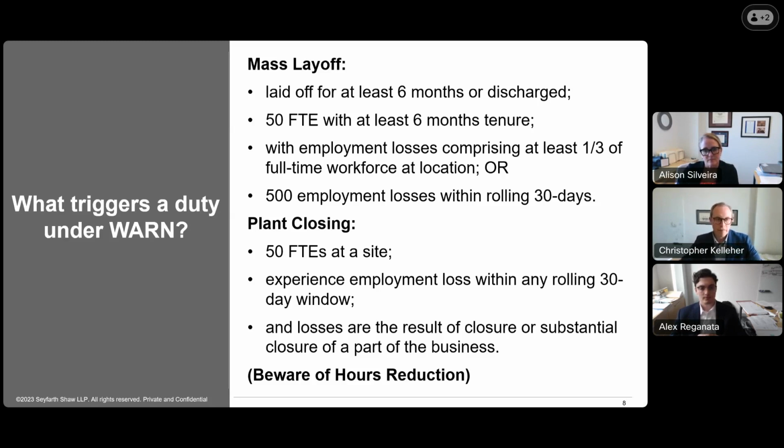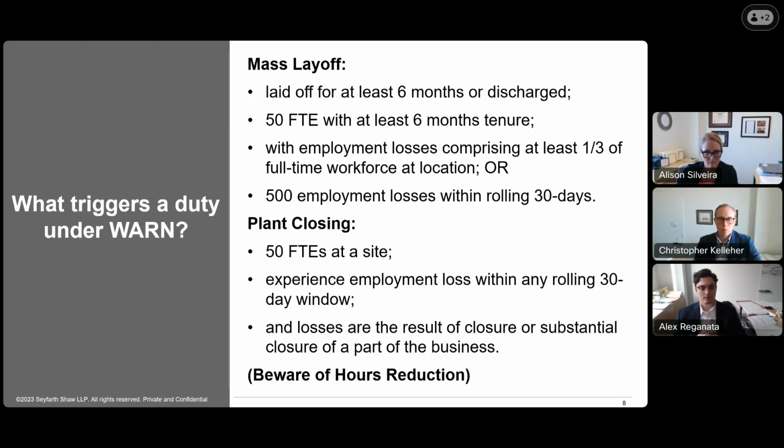Alternatively, a mass layoff would occur regardless of the percentage of the workforce if at least 500 employment losses occur at a single site within a rolling 30-day period. So that's mass layoff. In a plant closing situation, a covered employer needs to give notice if an employment site or one or more facilities or operating units within the site will be shut down, and the shutdown will result in employment loss of 50 or more employees during any 30-day period.